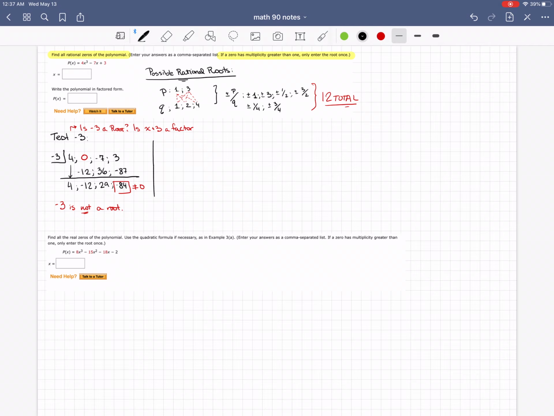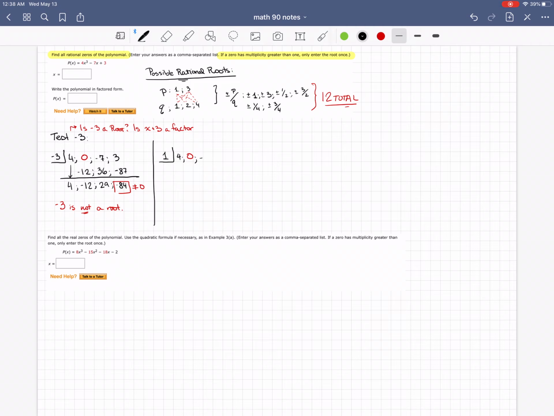All right, so the next one I want to try, I actually want to try positive 1. I have a good feeling about positive 1. And I might have even tried that one first, except I wanted to make sure that we tried this more than one time because I want to keep exposing you to synthetic division.